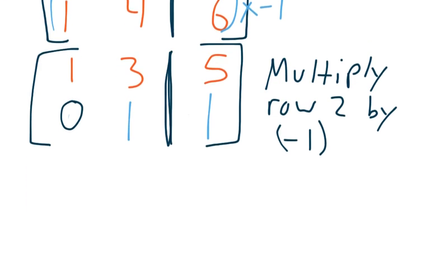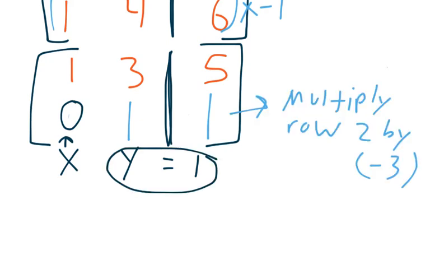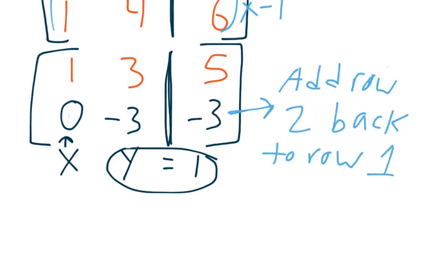So now this second row of the matrix is 1 and 1. What this means is y equals 1, right? Because x is here and y is this middle column. So y equals 1. Okay, now I'm going to multiply row 2 by -3. So I have -3 here. I have -3 here. And lastly, I will add row 2 back to row 1.